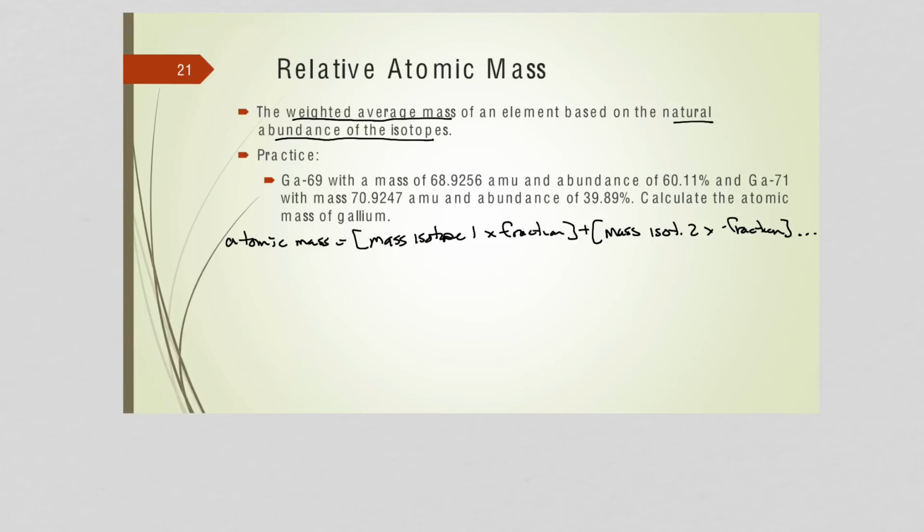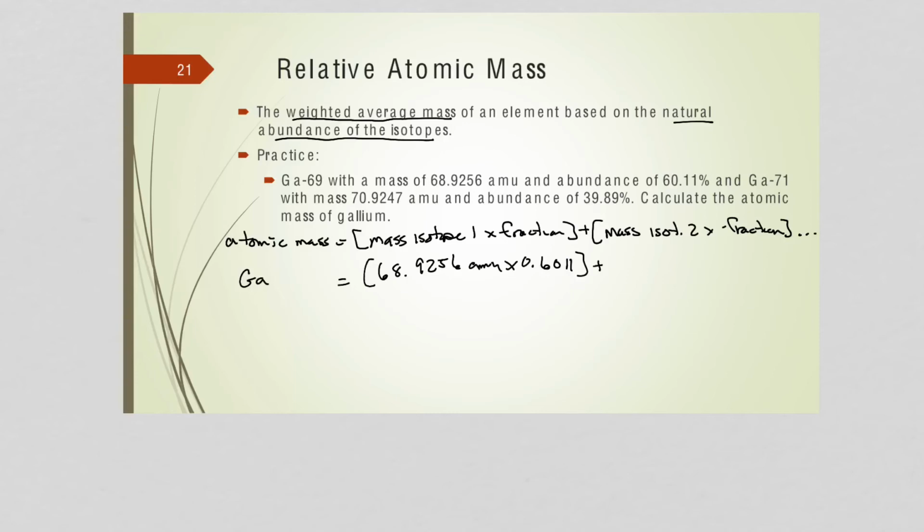So let's take this example. If we're going to calculate the atomic mass of gallium here, we are going to take the mass of isotope 1. So we have gallium-69, which is gallium with a mass number of 69. It has a mass of 68.9256 AMU, and it represents 60.11%. As a fraction, we write that as 0.6011.